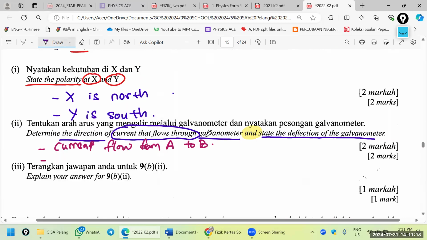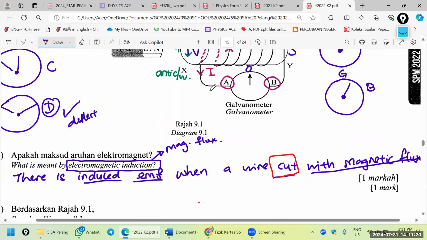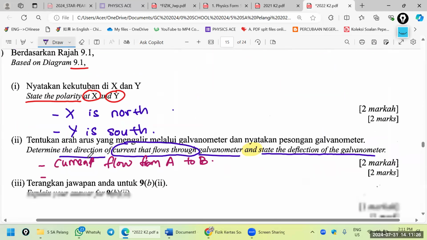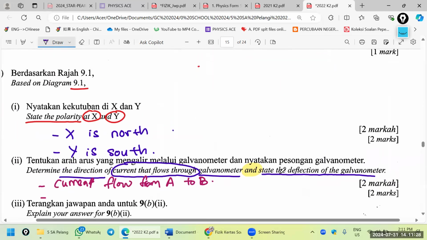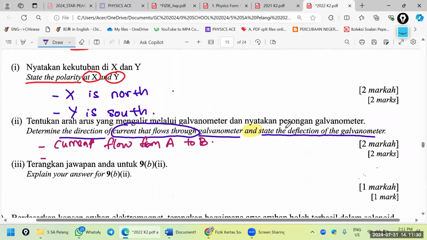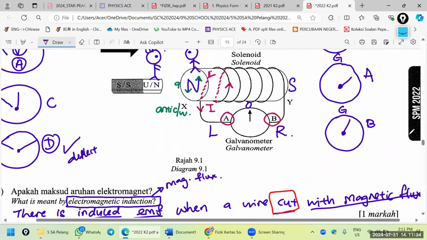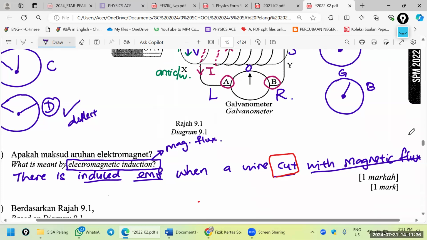Or actually in exam, they also accept from left to right. But since they got AB, we use AB, from A to B. Then don't forget one more mark, deflection of the galvanometer. Okay, so what's your answer?